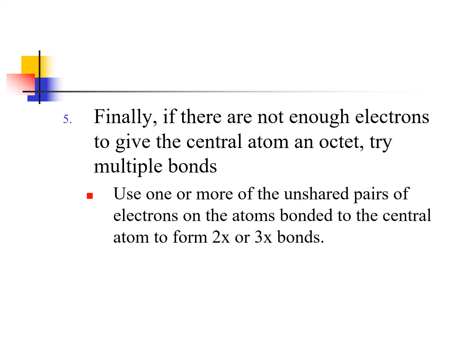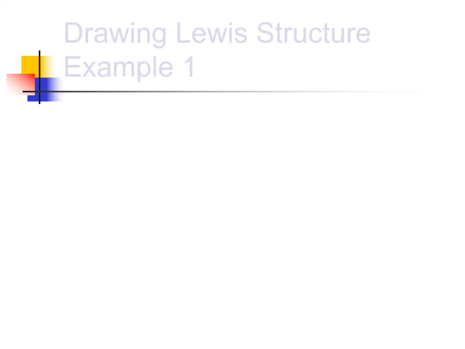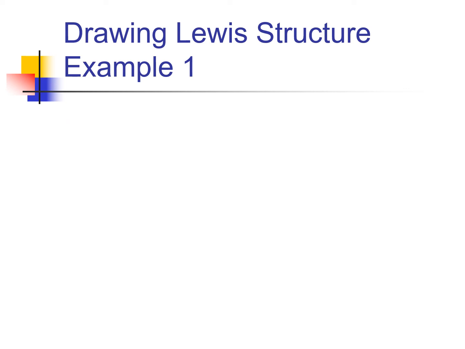The way we do this is we take one or more of the unshared pairs of electrons from an outer atom and turn that into a double bond or a triple bond. We'll see this in examples. So again, we're working through examples.